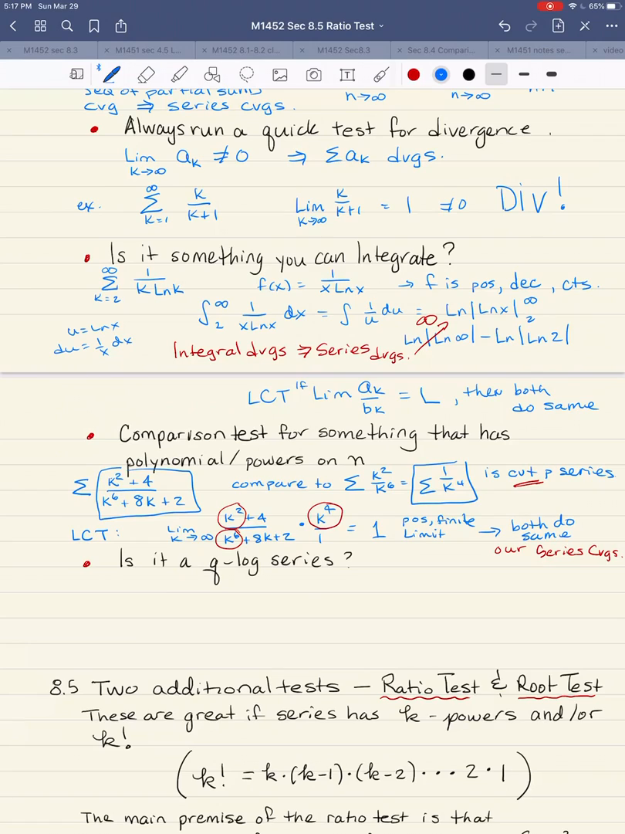The q-log series was something that came out of the zero infinity case of the comparison test. The q-log looks something like 1 over k times the natural log of k raised to the q power. And it had the same requirement for convergence as the p-series. It converges if q is bigger than 1, it diverges for q less than or equal to 1.